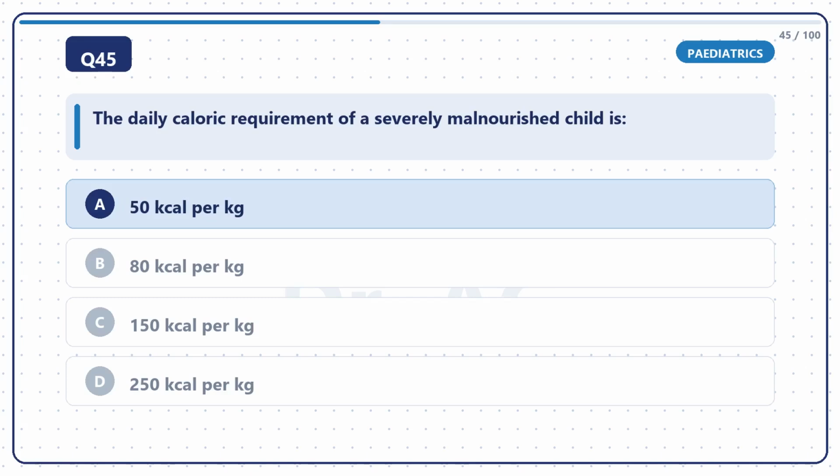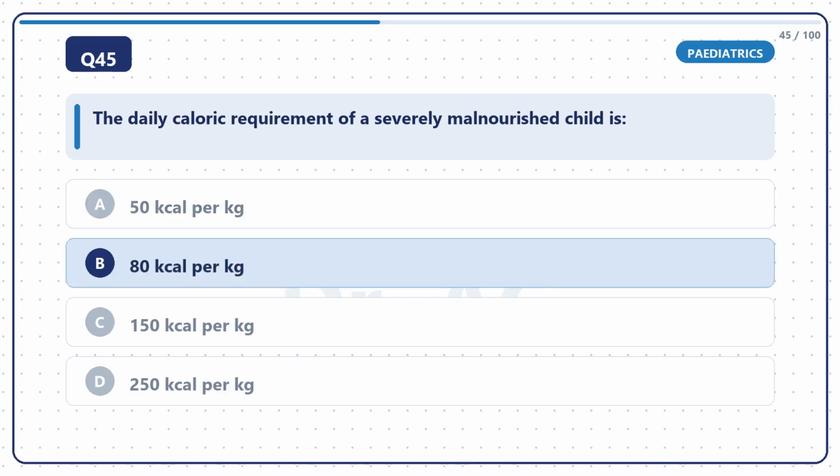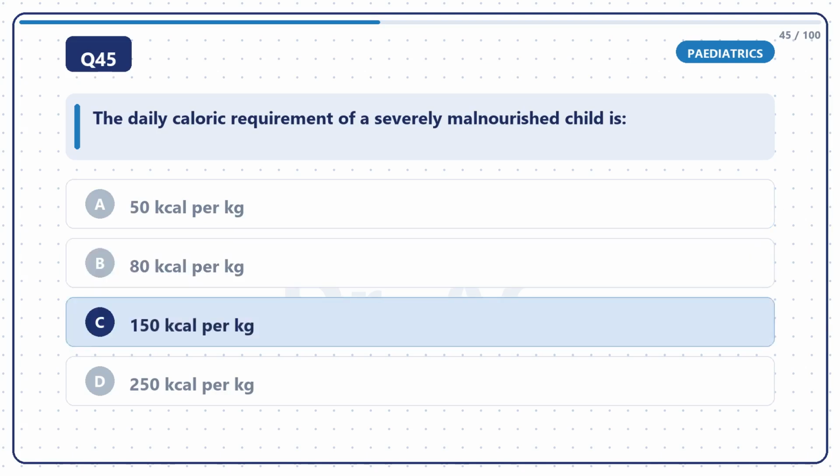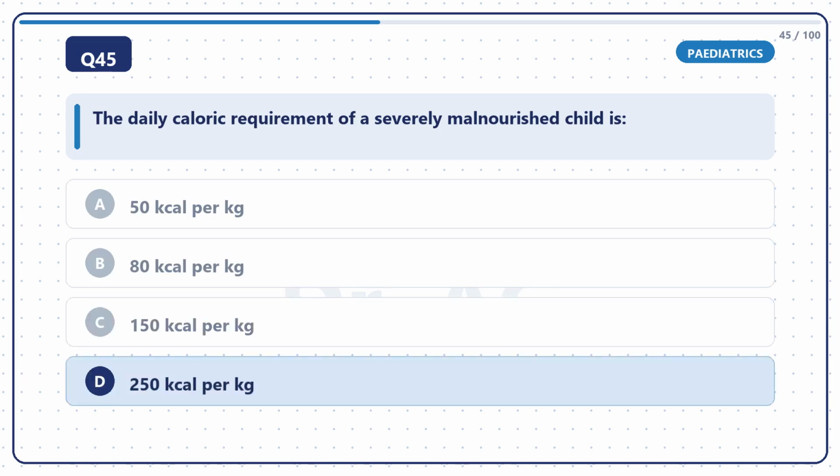50 kilocalories per kg. Option B, 80 kilocalories per kg. Option C, 150 kilocalories per kg. Option D, 250 kilocalories per kg.